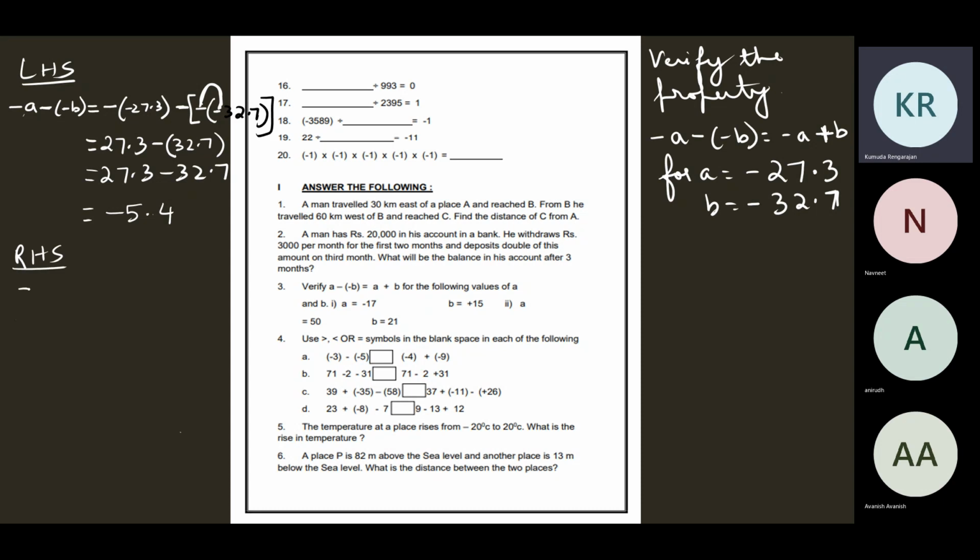What is the RHS? Minus A plus B. So you must put this minus sign. See, there's a minus here. What is A? A is minus 27.3. Then put the plus sign. What is B? Minus 32.7. You can use brackets wherever you want. Now next step, minus into minus plus, so 27.3 plus into minus minus 32.7, which is minus 5.4. LHS is equal to RHS, hence verified.